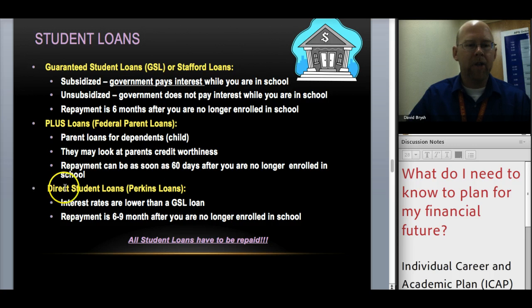Then there's direct student loans, like Perkins loans. Those interest rates are a lot lower, which is good, because you don't have to pay as much back. And you pay 6 to 9 months after you're no longer in school. But all student loans have to be repaid. That's the important part there.